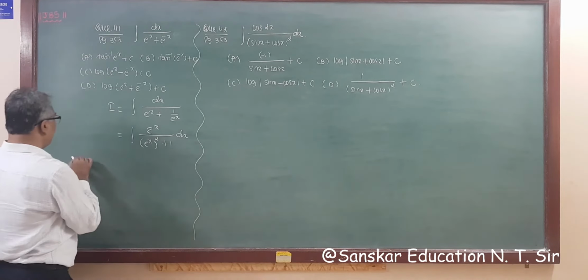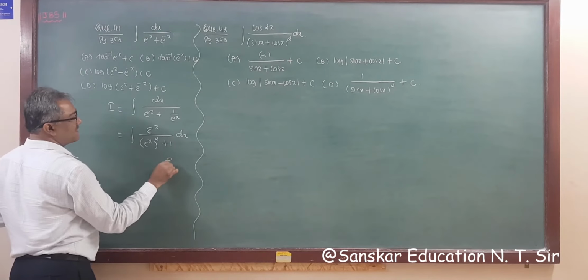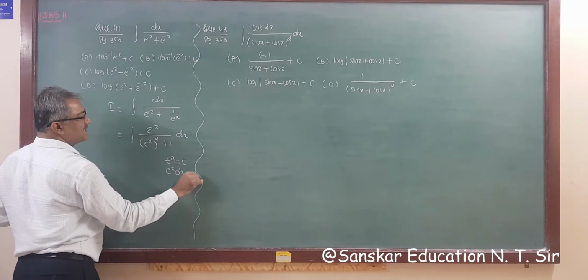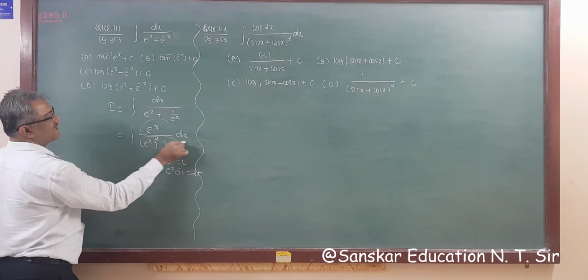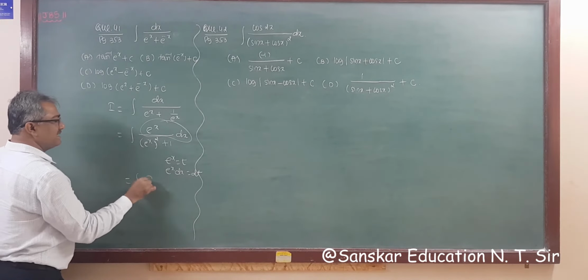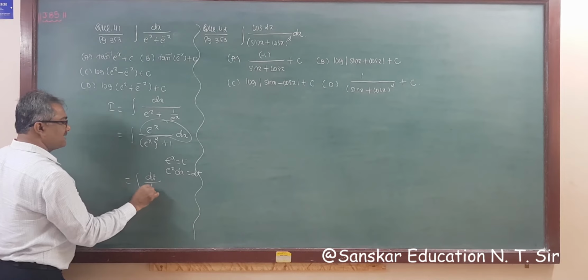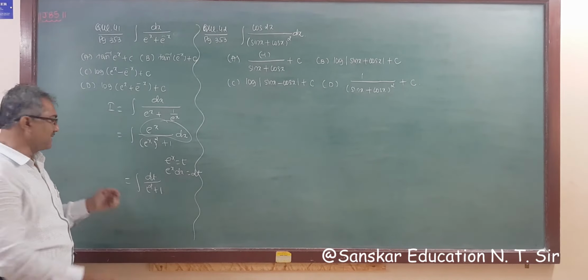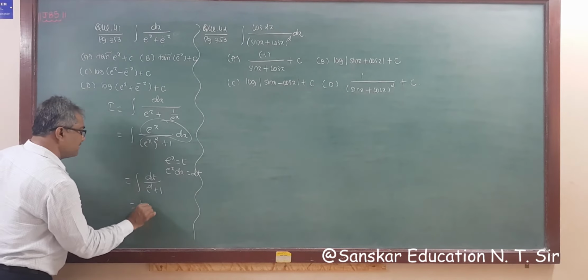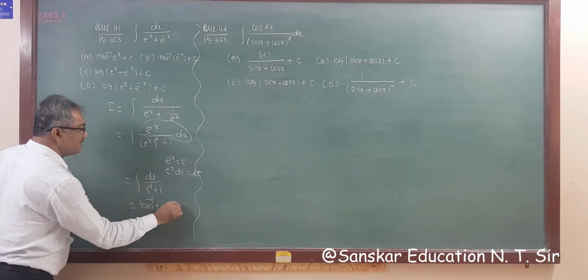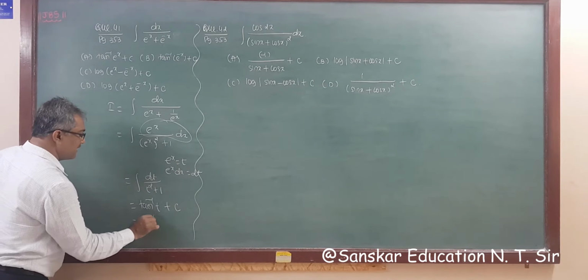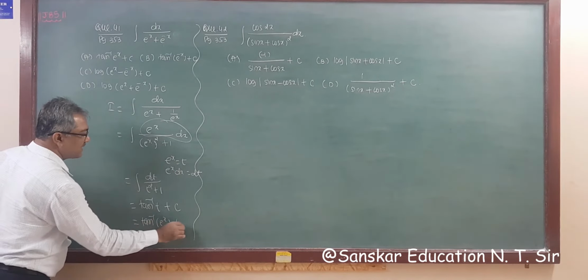So if we assume let e raised to x is equal to t, then e raised to x dx is dt. So what we get, this is dt. So this is integration dt upon t square plus 1, and 1 upon x square plus 1, that is t square plus 1, is tan inverse t. So the answer is tan inverse t plus c, and t is e raised to x. So the answer is tan inverse e raised to x plus c.